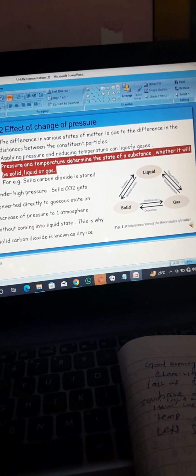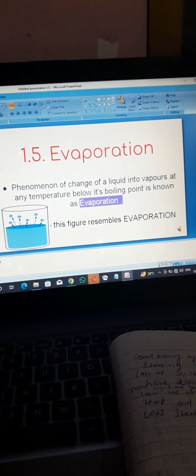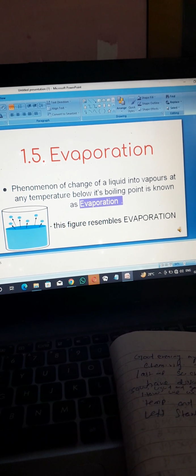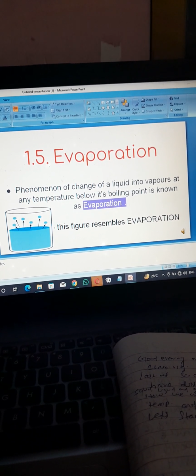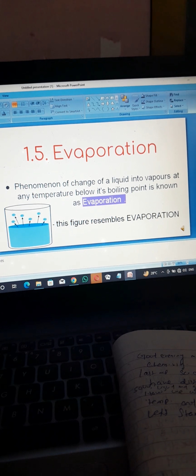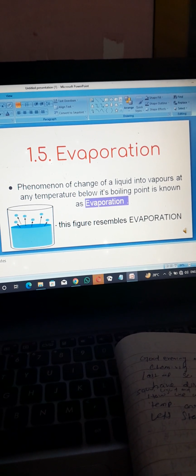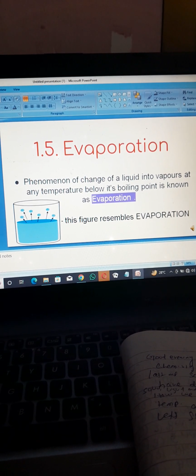Then come to the next slide, which is evaporation. It is the phenomenon of change of liquid into vapors at any temperature below its boiling point. So what is evaporation? The change of a liquid into vapor at any temperature below its boiling point is known as evaporation. This figure shows evaporation, liquid into vapors at any temperature. Liquid becoming vapor is called evaporation.